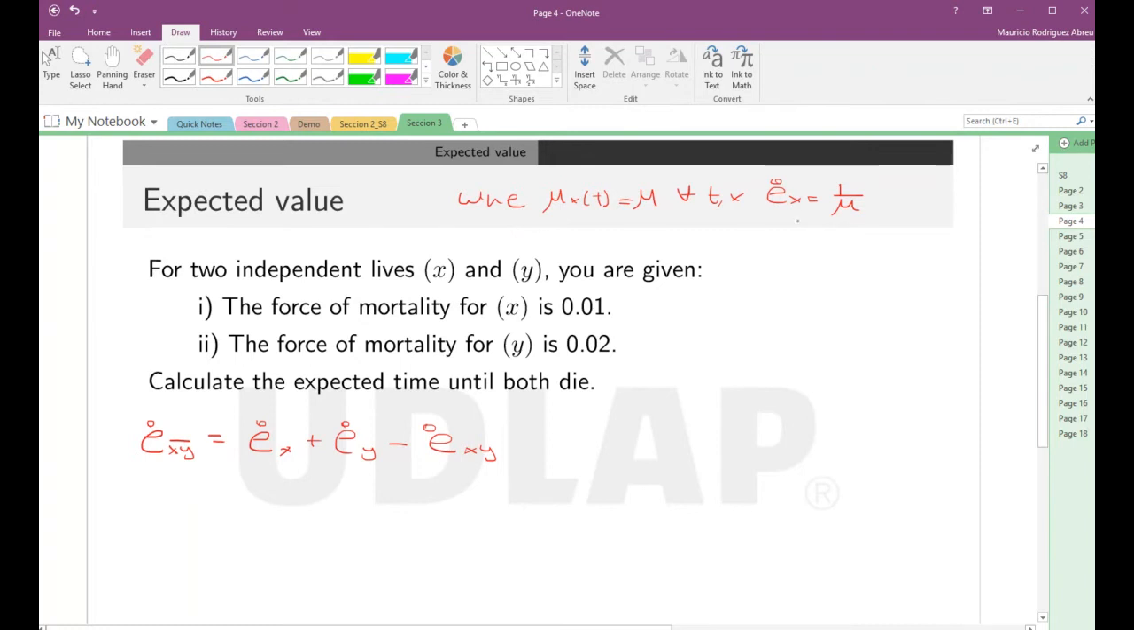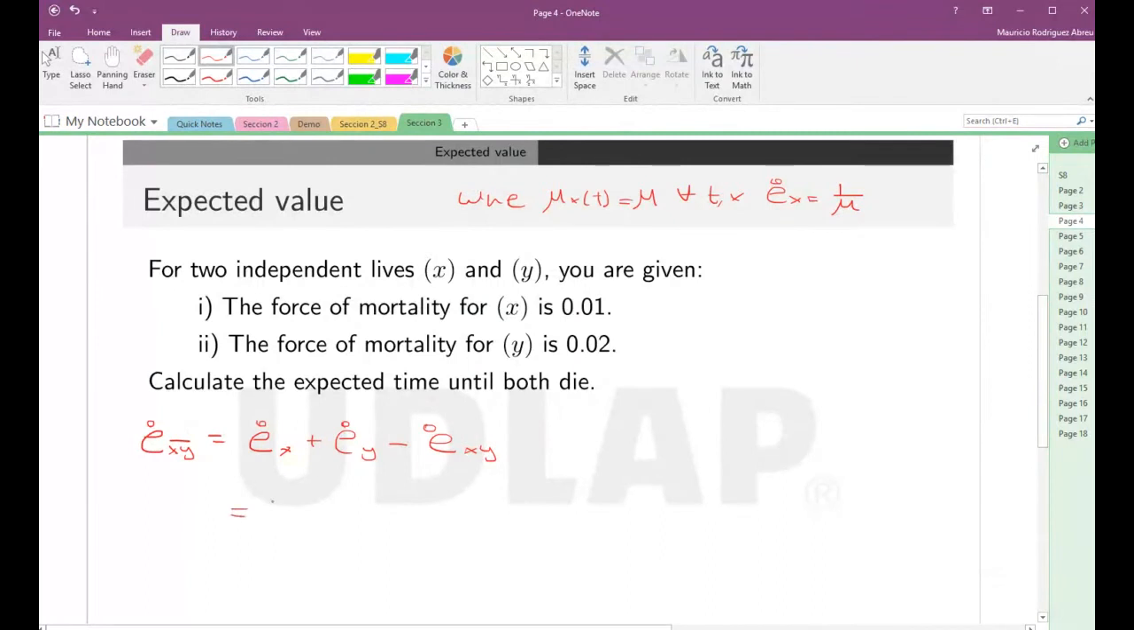Okay. So when we have constant force of mortality, it's really easy. Well, okay, if you want to integrate, that's fine. But again, we can solve this, and this is a good question, and a good example of questions that you can probably find in SOA exams. They will give you this, and you have to remember things that you already know.